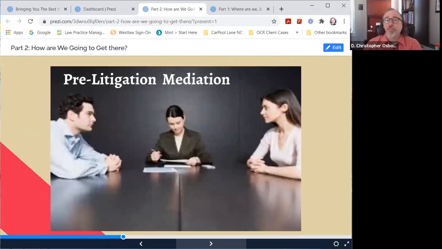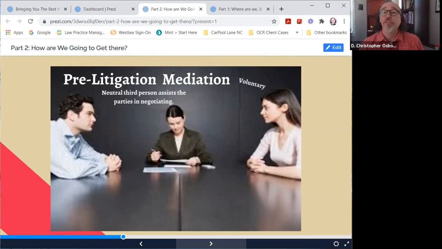The next option, moving just a little bit upward on the chart of stress and upward on the chart of cost, and a little bit less party control, a little bit less privacy, but not much, is pre-litigation mediation. And this is where a couple would sit down with a neutral third person. They still don't have their own counsel involved necessarily. They find a neutral third person to assist the parties to negotiate.